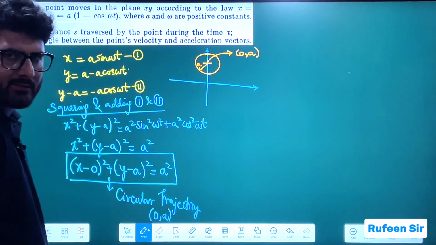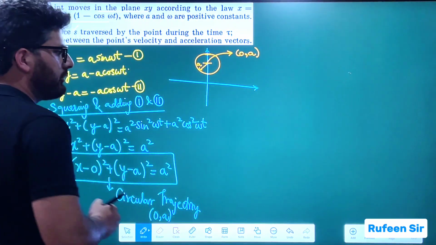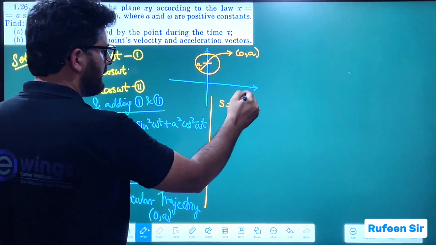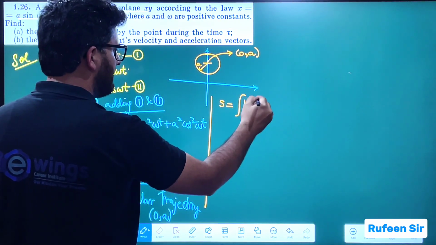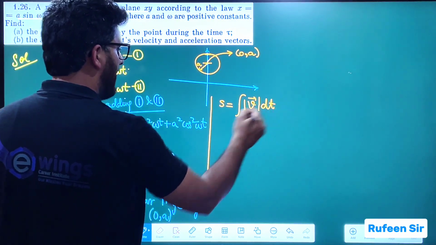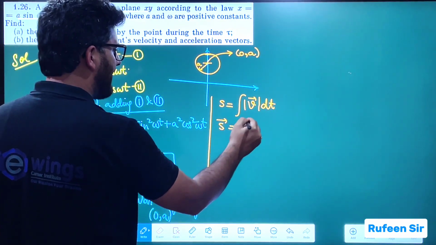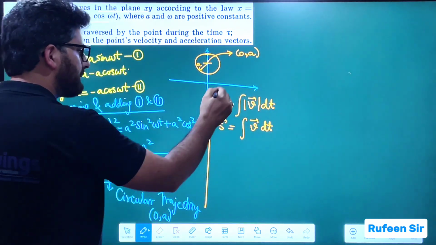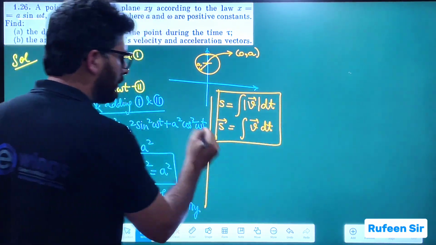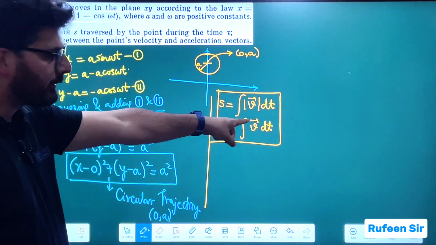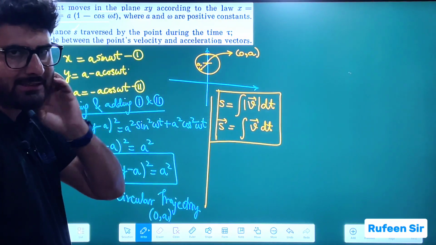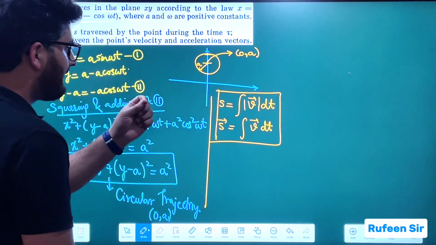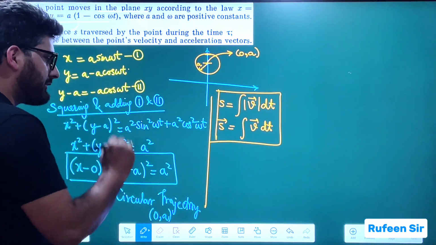For distance, I have already taught you, distance is calculated as the integration of speed, and displacement is calculated as the integration of velocity in a given time interval. This much we know. Distance is found by integrating speed, and displacement by integrating velocity. So, sir, how do I find speed? For that I need to find the velocity vector.